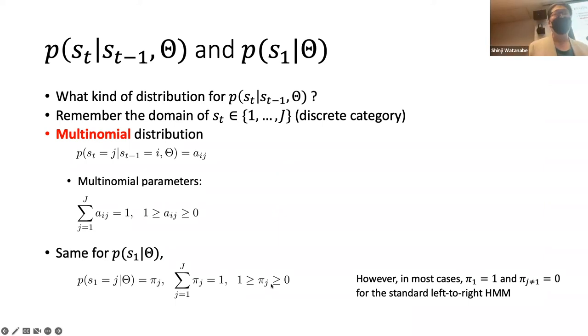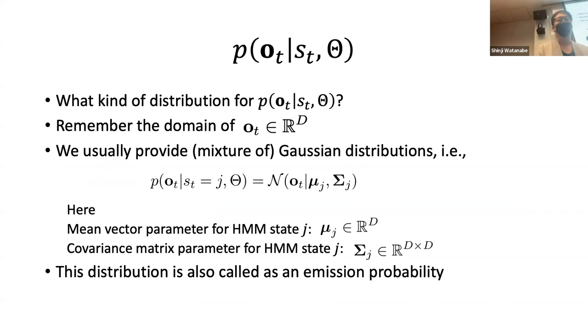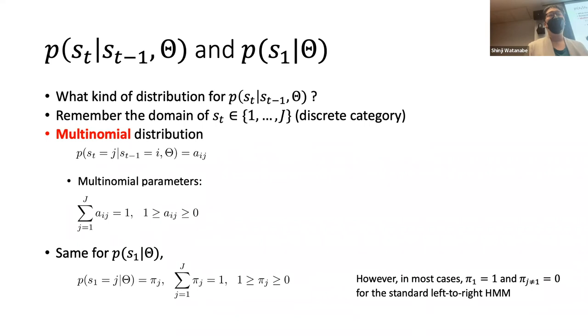Okay, next we will move to the actual distribution of this P of O_t given S_t. And then the same question: what kind of distribution is appropriate for this function? Similar to the previous cases, we check the domain. In the previous cases, for example, this is a discrete category, right? So we set a multinomial distribution.